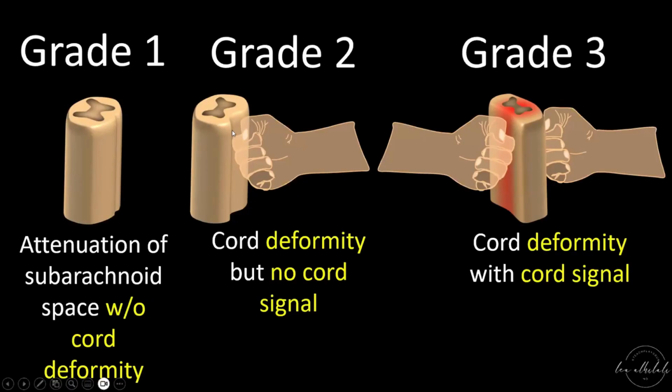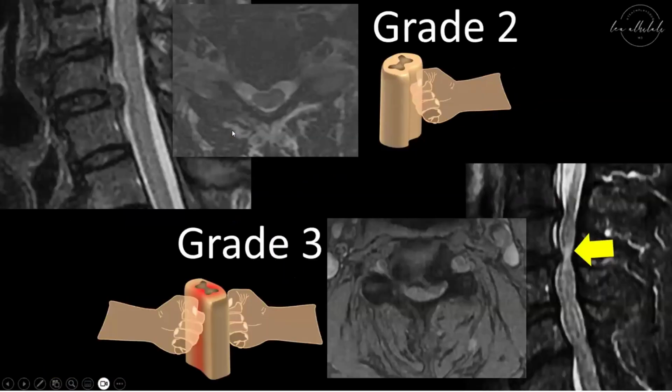So here are some examples. Here at the top, you can see there's cord deformity without abnormal cord signal. So this is grade 2. It's kind of like someone pushing you, but no real harm has been done. It's just your pride.